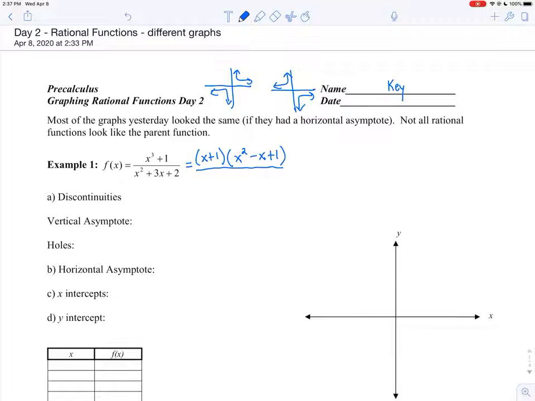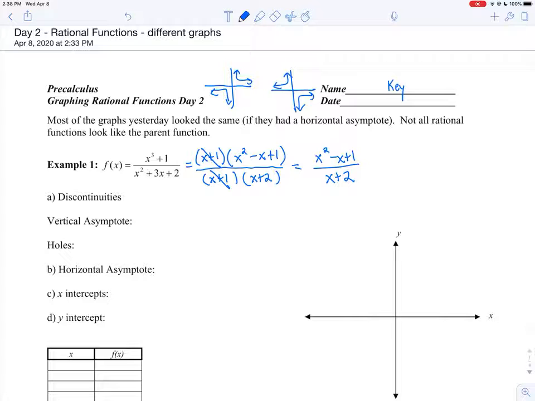And then that's over, if we factor our denominator, a little bit simpler there, right? That's going to be x plus 1 times x plus 2. All right, at this point, we can see that it's all multiplication. We can cross out our x plus 1s, and we are just left with x squared minus x plus 1 over x plus 2. So that's our simplified version of our function.